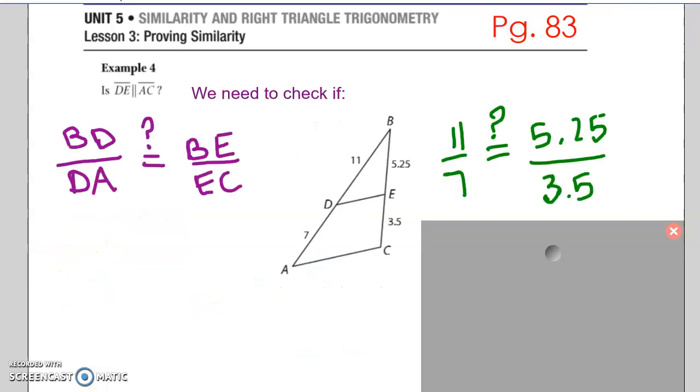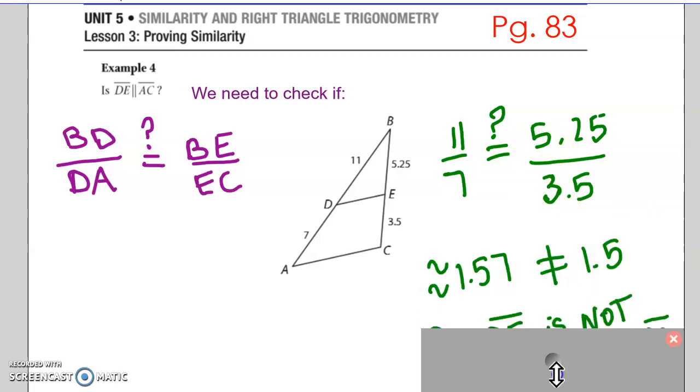Okay, example 4 is similar. Example 4 can be found on page 83. Now we need to show if side DE is parallel to AC. So we need to check if BD over DA equals BE over EC. This is just how I chose to check it. So what I did was I did 11 over 7. Does that equal 5.5 over 3.5?